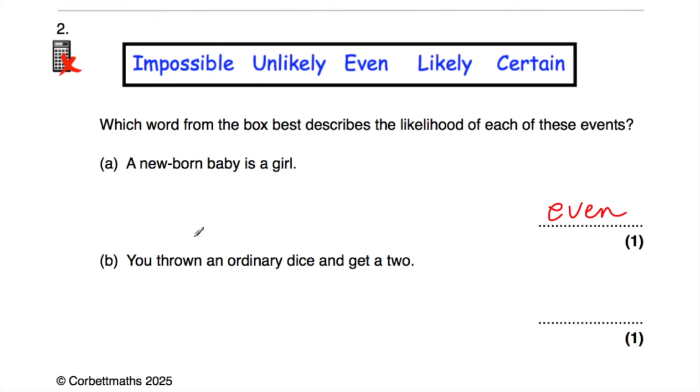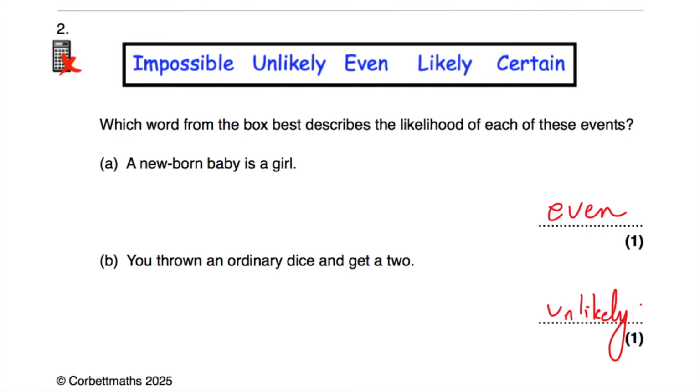And then part B says you throw an ordinary dice and you get a 2. On an ordinary dice there are 6 numbers, 1, 2, 3, 4, 5, 6. Getting a 2, well there's only one 2 on the dice out of the 6, so it would be 1/6, so it's going to be unlikely. It's not even chance, it's not equally likely you're going to get a 2 and not a 2. It's not impossible, so it's going to be unlikely. You might get it, but it's unlikely.